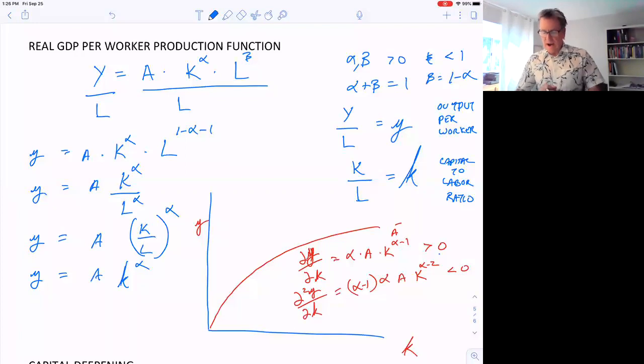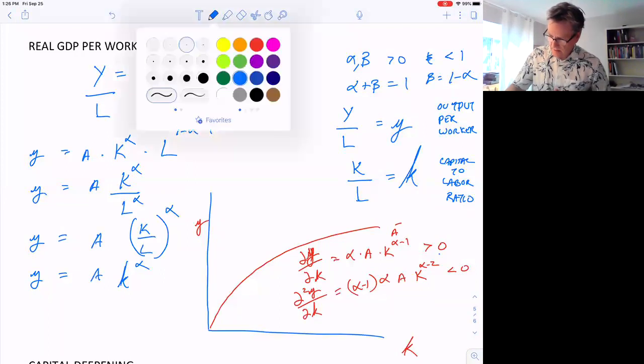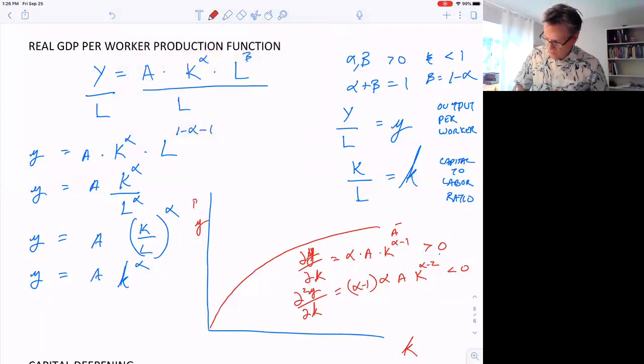This little y, Y over L, is productivity. So on this axis, we'll just write here little y, or productivity. Because productivity is output per worker, usually measured by how much a worker can produce in 1 hour. So as we have more capital per worker, the productivity of each worker rises.